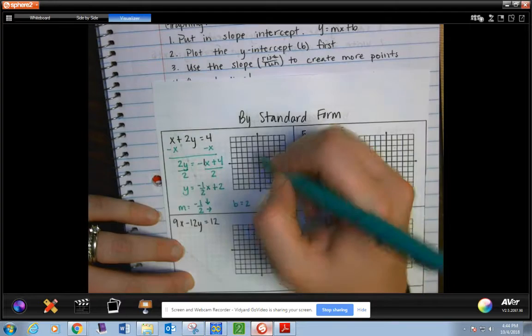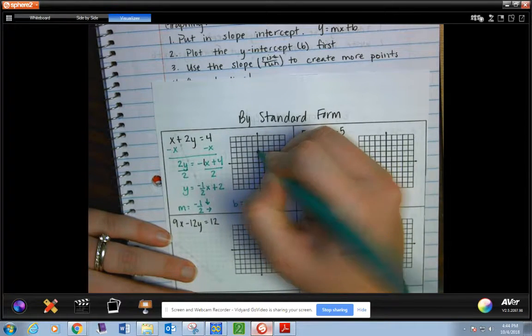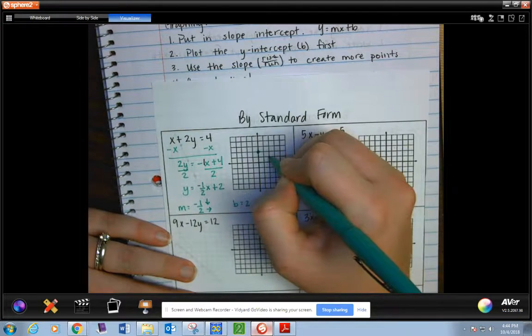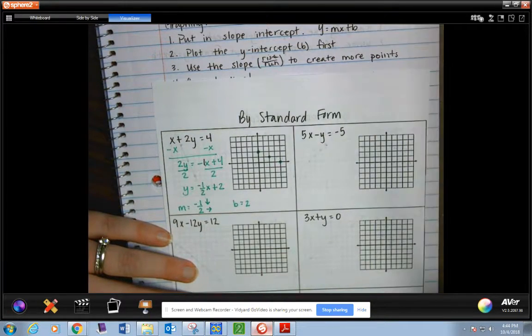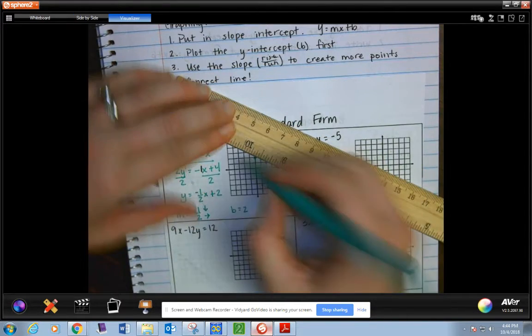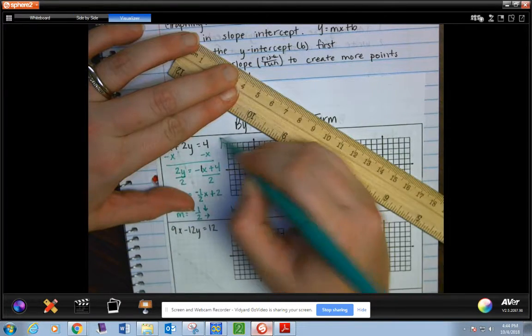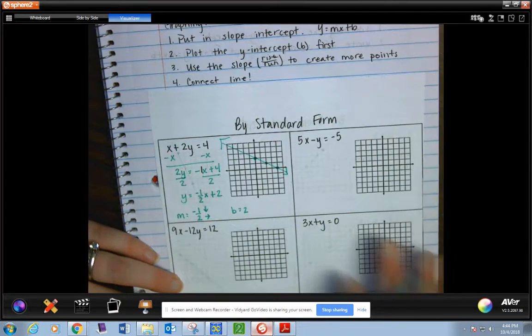So I'm going to, sorry, that was crooked. I'm going to go to 2 on the y-axis, and from here I'm going down 1, right 2. Down 1, right 2. That gives me 3 dots, and like I said, 3 dots is plenty. So I'm going to take my ruler, line it up to my 3 dots, draw my arrows on my line.